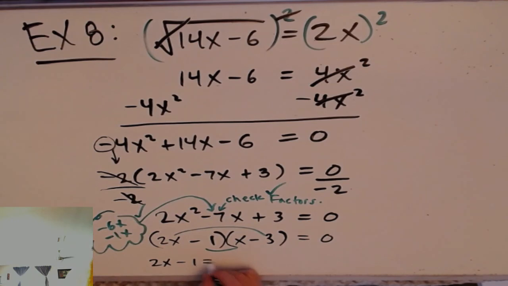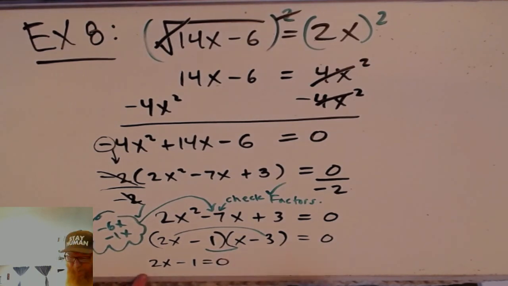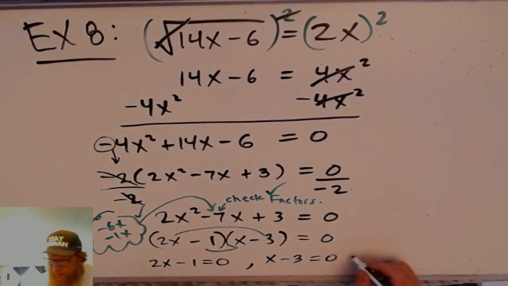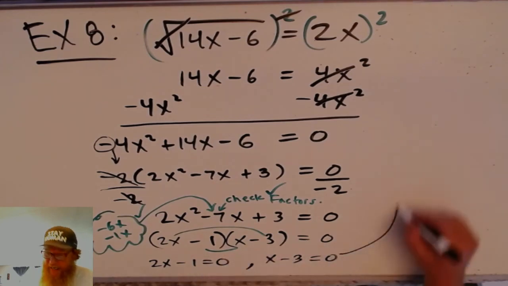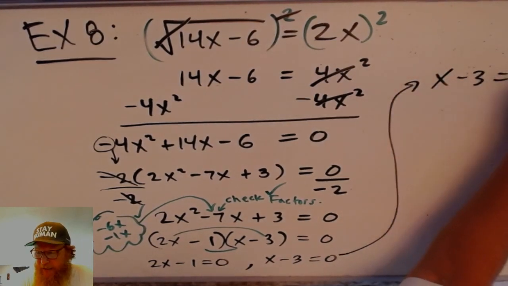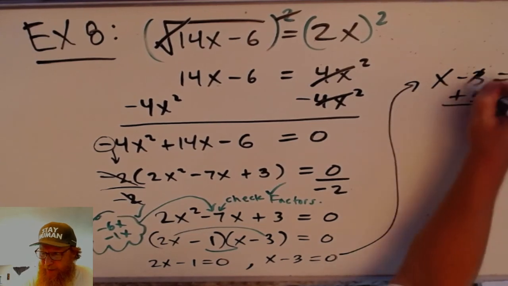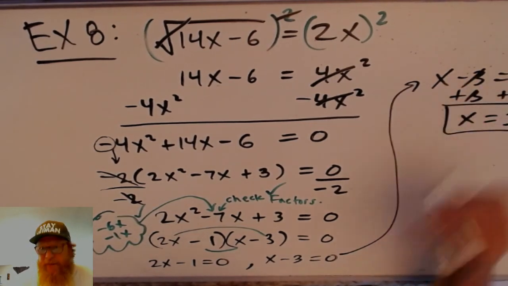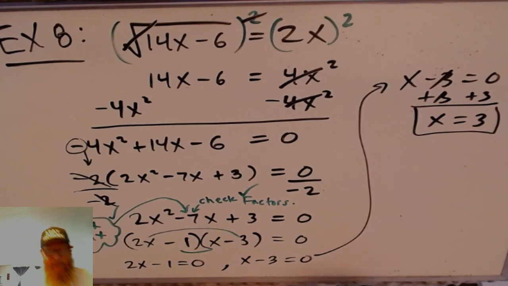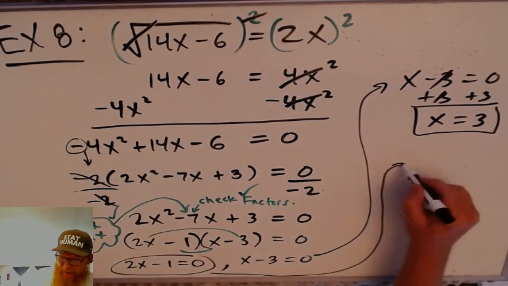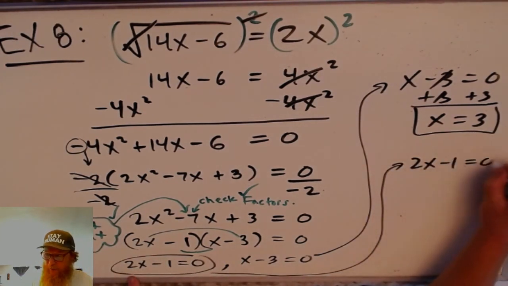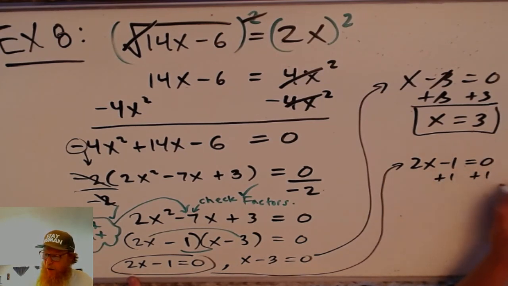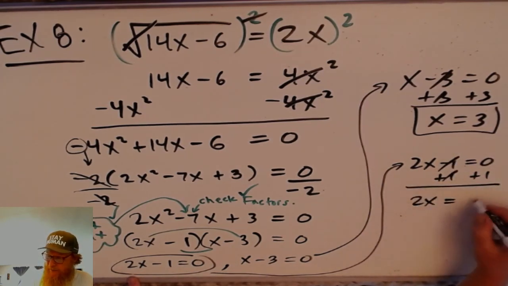All right, remember the ZPP, the zero product principle, or the ZPR, the zero product rule. You have 2 candidates. Let's do the easy one first. X minus 3, that one's easy. That one's just going to be positive 3. Okay. The more complicated one is a fraction, 2x minus 1. You're going to add 1 and divide by 2.